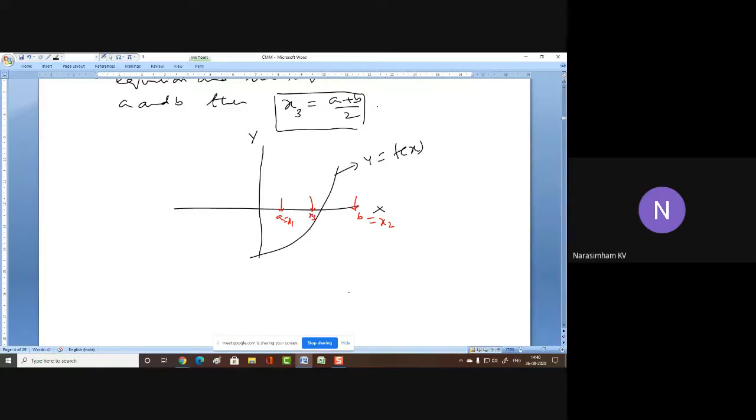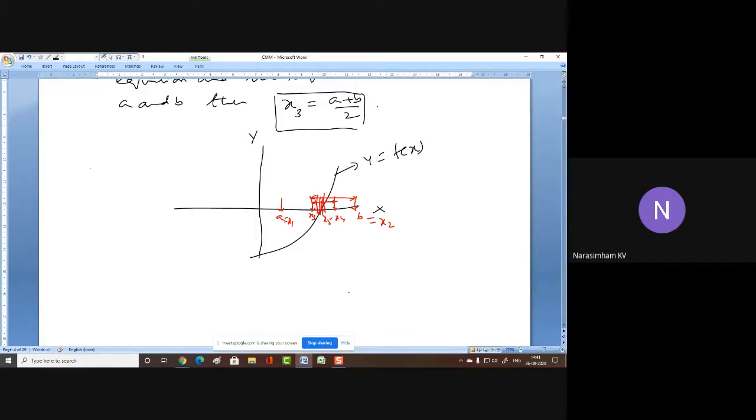This is x3. Now observe, where is our root? This is the point of intersection. Where is the point of intersection, between x2 and x3? So again find the midpoint of these two. This is x4. Now the root lies between these two numbers, so again find the midpoint. This is x5. Again find the midpoint, this is x6. Again find the midpoint. Finally, after some time, we will reach our point of intersection.